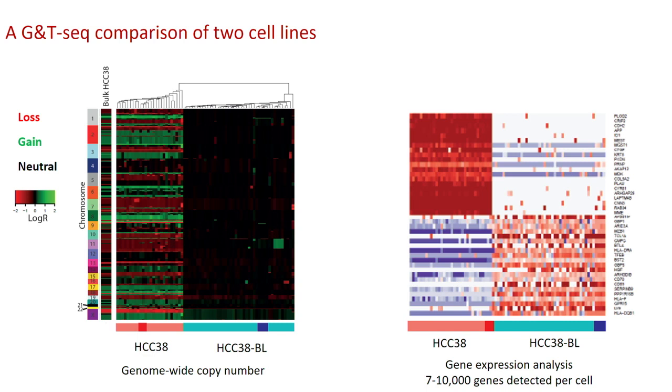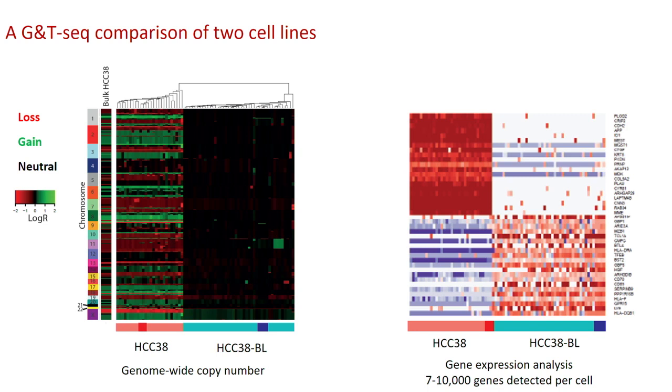Then if we move across the heat map into the single cells, these are all individual HCC38 cells. You can see that the copy number profile in general reflects pretty well the bulk. It's very hard to call individual differences in this that are distinct from the bulk, maybe that there's heterogeneity within the population, because it's so complex. But we can see that overall it reflects the bulk pretty well, so we were happy with that.